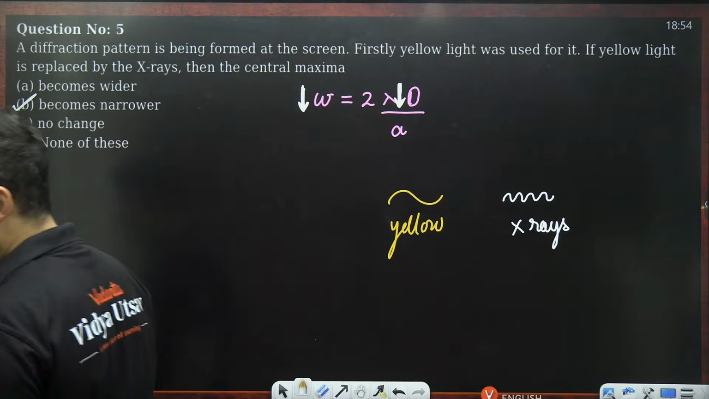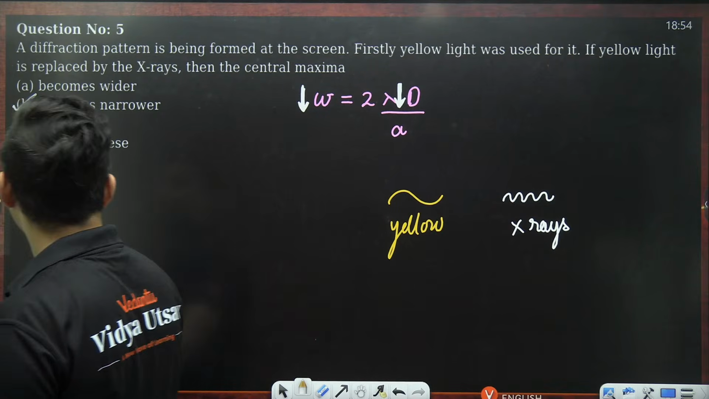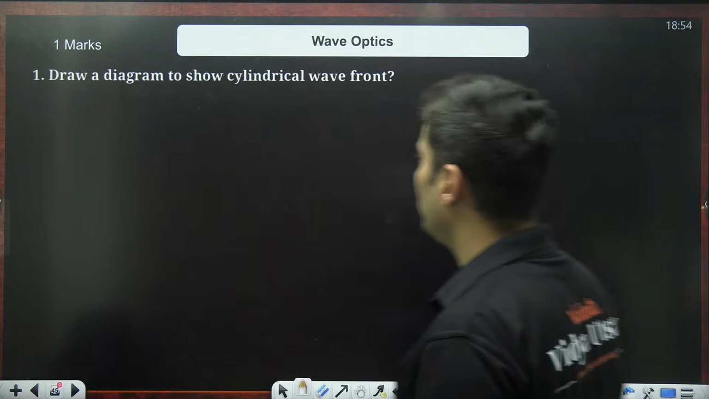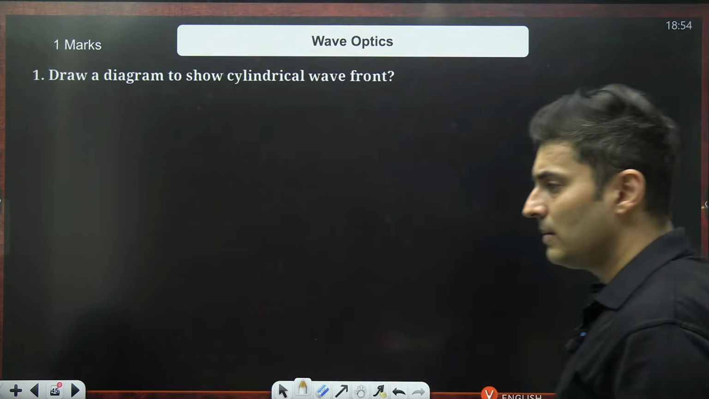Okay. Right. Perfect. Let's go to the next question on your screen. Draw the diagram to show cylindrical wavefronts.